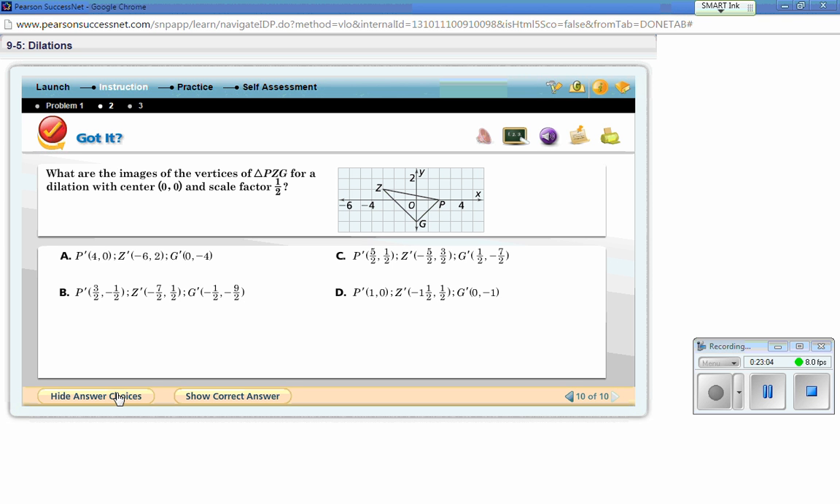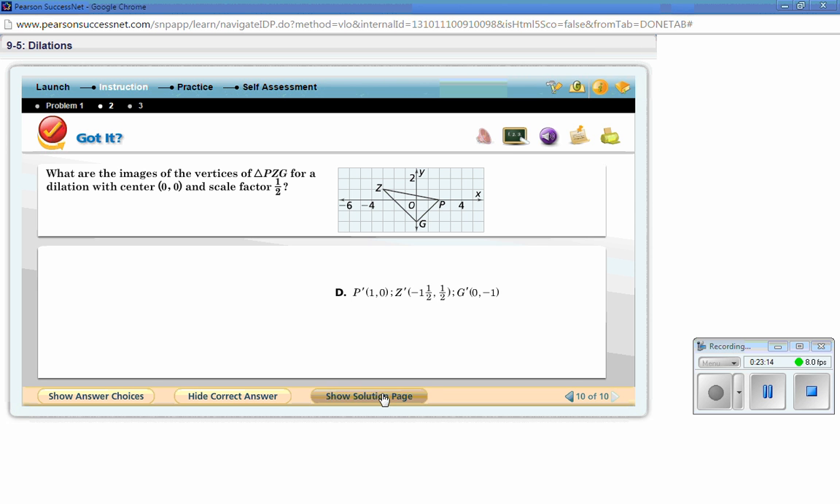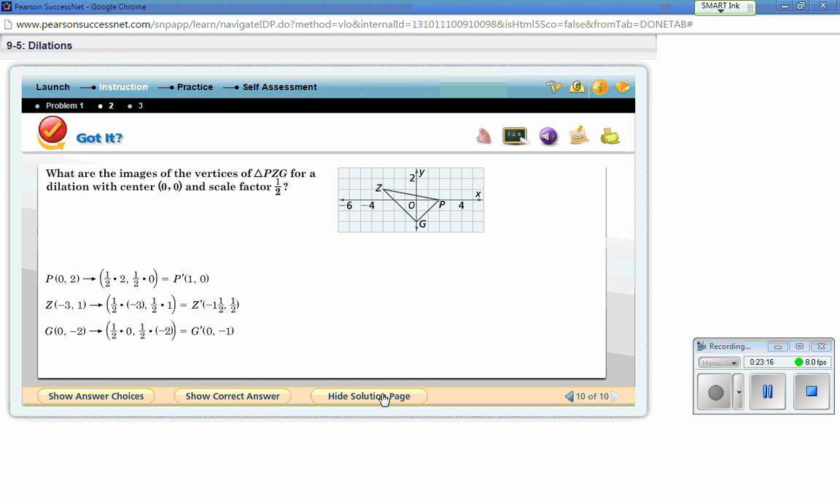D. I mean, that's really the only problem. It's the only one that has 1, 0, isn't it? So we know that that's going to be our answer. Let's make sure that's the right answer. And we're right, because we're geniuses. And if you ever assigned this at home, you can go to the solution page, and it would actually show you how they got those answers. Okay? All right, good enough.